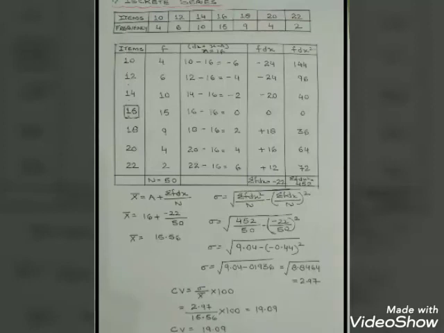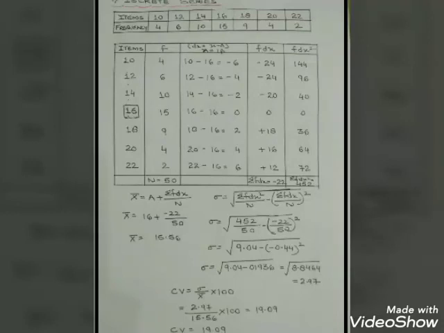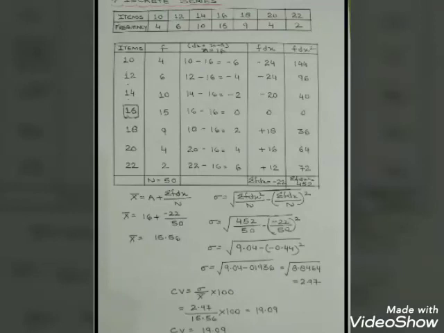So children, now what we'll be doing is, under fd, we are going to add up all the negative values together and all the positive values together, and then subtract, and we get sigma fd to be minus 22, and sigma fd square to be 452. Now, you know very well that to find out coefficient of variation, you need to know the value of mean. To find the mean, we put it into the formula, that is mean equals A plus sigma fd upon N, where assumed number is 16, plus sigma fd is minus 22, N is 15, and you get your mean to be 15.56.